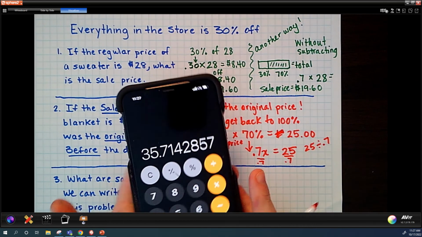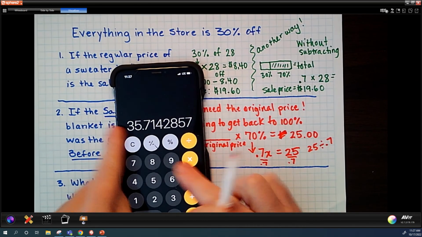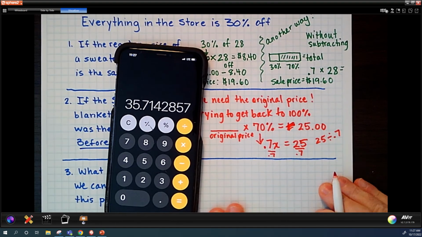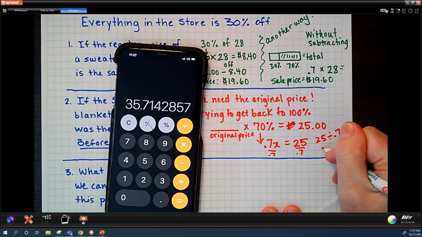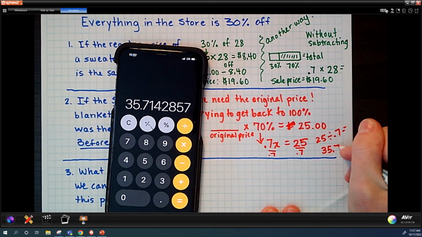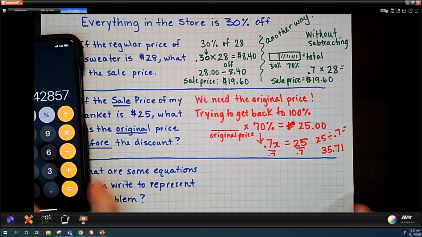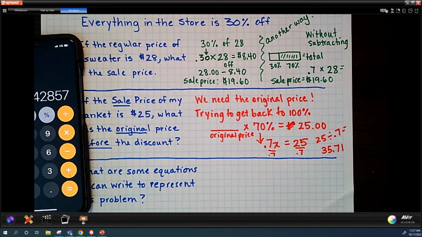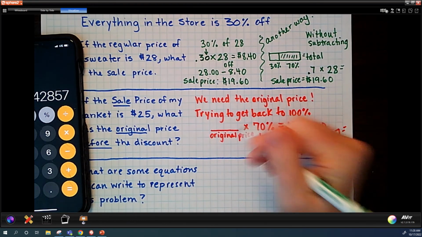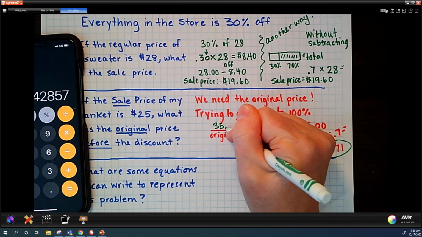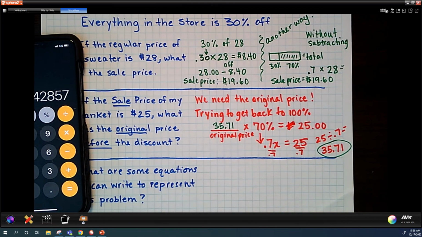Look, that's a weird number, but again, we only need dimes and pennies. So our original price is $35.71. That would be a good estimate. So the original price, I'm going to write it in a different color, $35.71. Now, we can check our work.